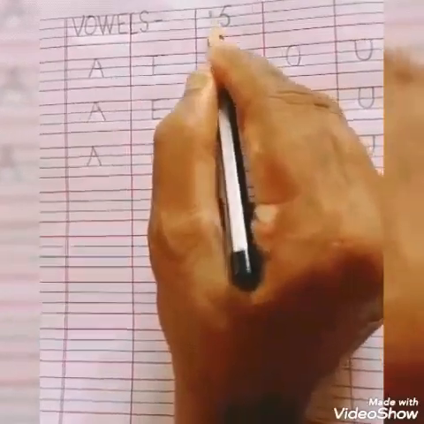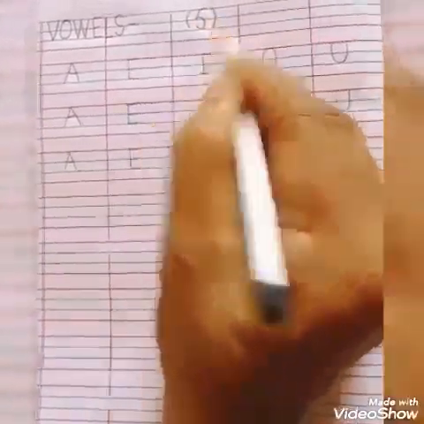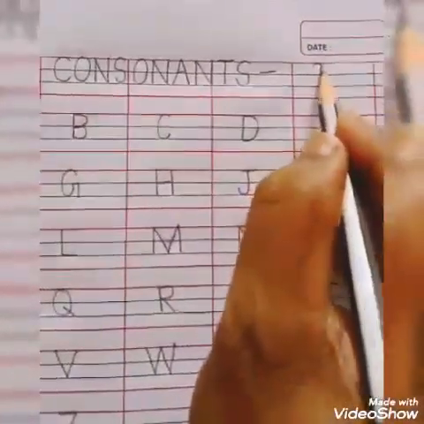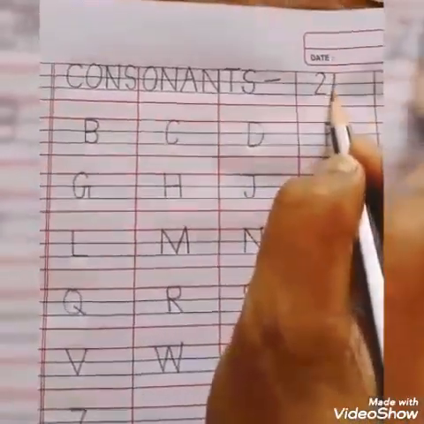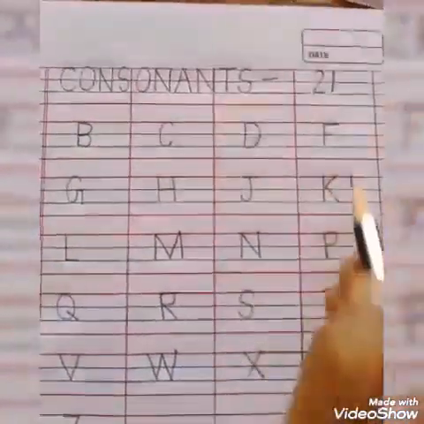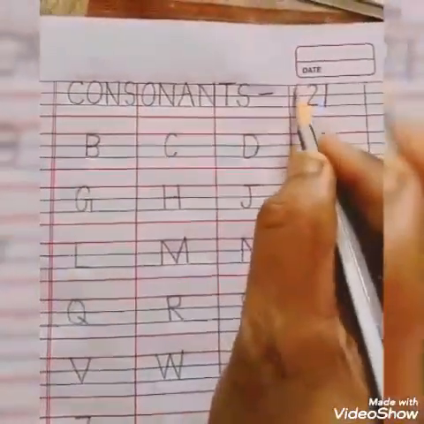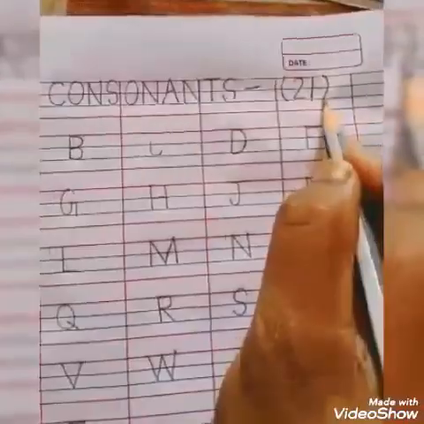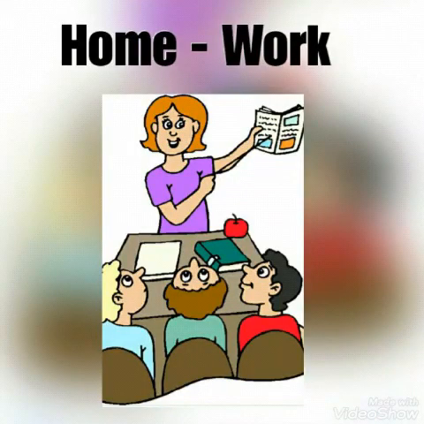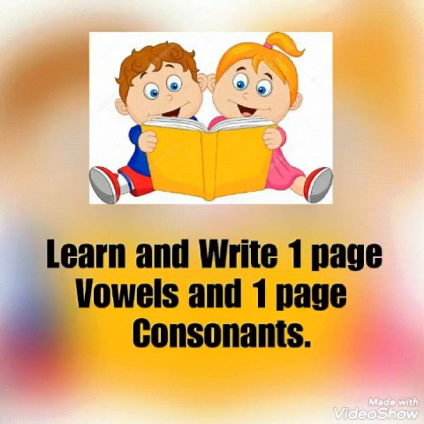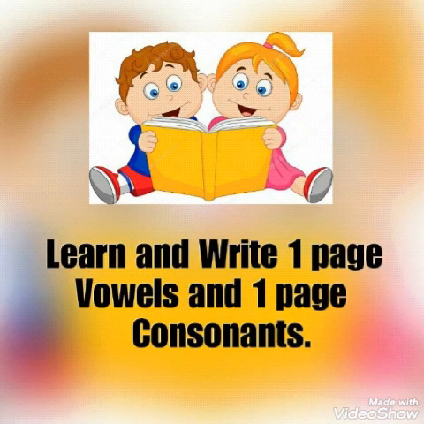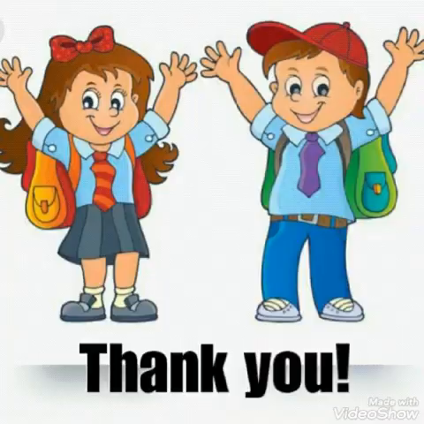5 vowels. And how many consonants? 21 consonants. And write 1 page of vowels and 1 page of consonants.